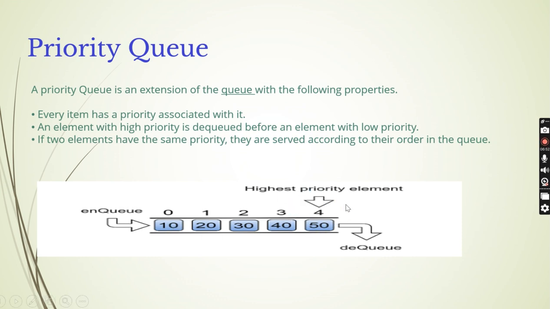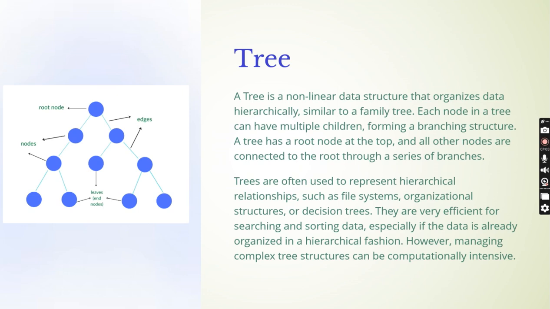Likewise, this is the high priority element. Let's say this is a queue and this is the high priority, so it will be dequeued earlier. And enqueue and dequeue are the same operations which we used in the queue.